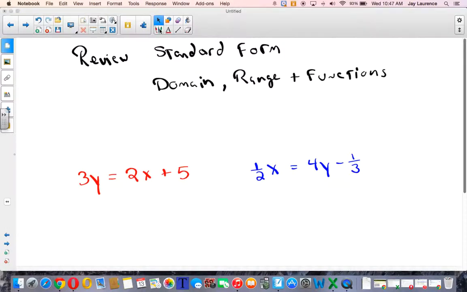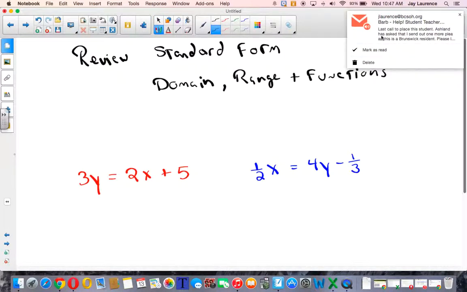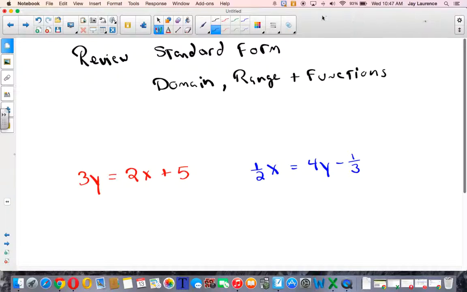All right, first of all, she wanted to remember standard form, domain, range, and functions. All right, let's go standard form first. Remember, standard form is ax plus by equals c, and often we want a, b, and c to be integer coefficients, right? Okay, so we've got to get x and y on the same side.